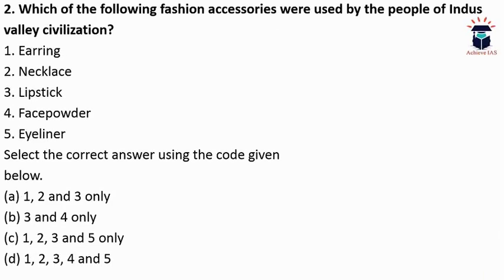The second question is relating to the Harappan Valley civilization, the people of the Indus Valley civilization. Here we have been asked which of the following fashion accessories were used by these people. First is earring, second is necklace, third is lipstick, fourth is face powder, fifth is eyeliner. We have to choose the correct option by considering these 5 cosmetic items.